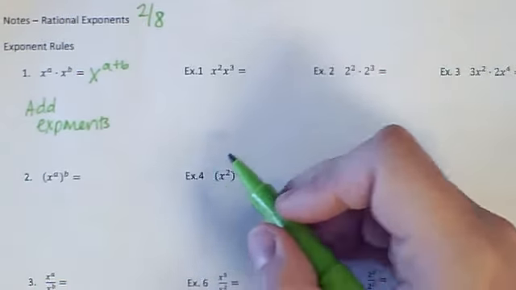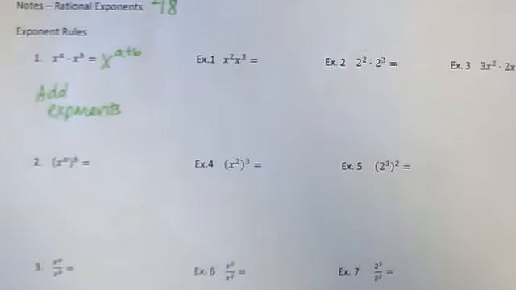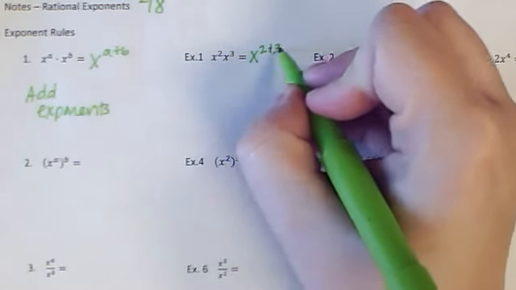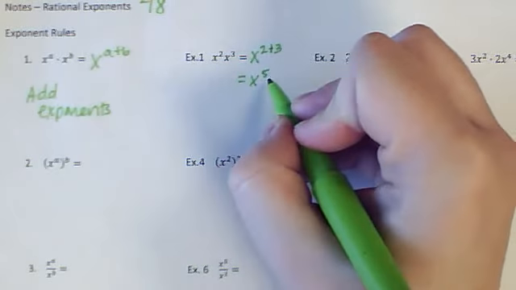So if we look at this example, I have x squared times x cubed. So I'm going to take those and add the exponents. So this becomes x to the 2 plus 3, which is x to the 5th.